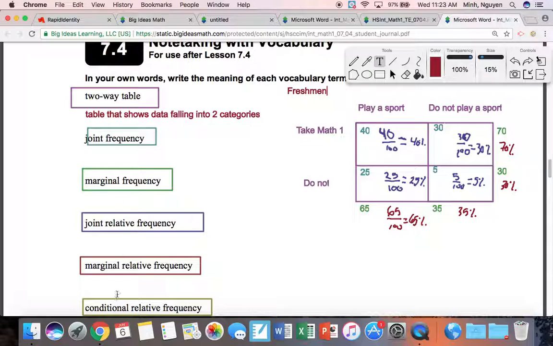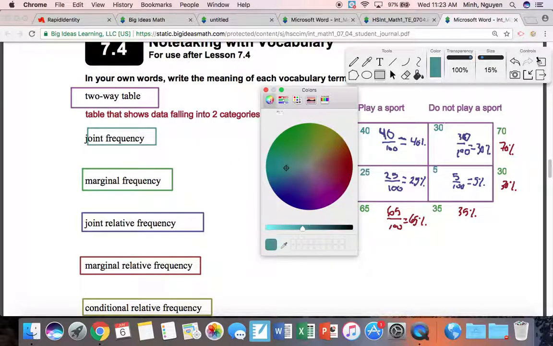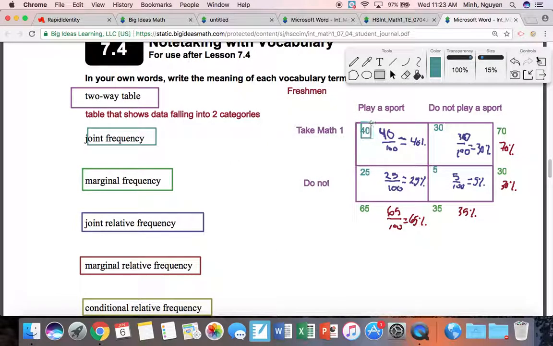So I'm going to go through these definitions one by one, and instead of giving you definitions, I'm just going to give you definitions by example. So the joint frequency here in this dark teal-ish color is just right here. The joint frequency is just the number of students within each category. So in this case, 40, 25, 5, and 30 are all joint frequencies.